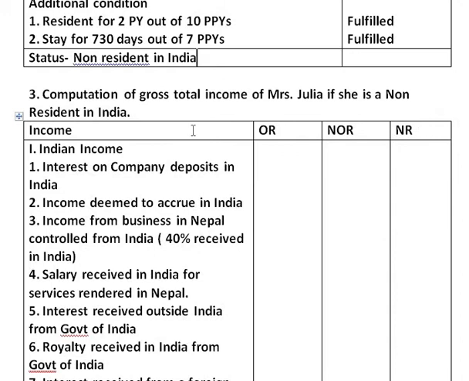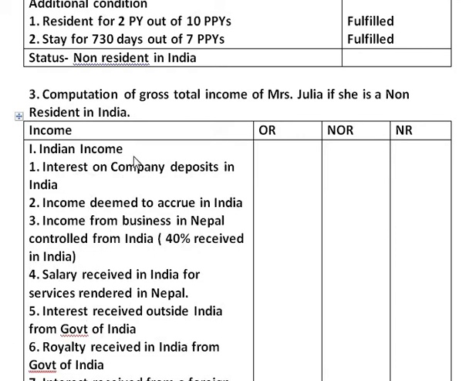If you wish, you can directly prepare only 2 columns, income and non-resident column, as clearly you are asked in the question to find out her gross total income if she is non-resident in India. I am preparing all the 3 columns, ordinary, not ordinary as well as non-resident. Let us start. First we have to take Indian income, then foreign income, then exempted income, and finally past untaxed foreign income brought into India in the previous year.